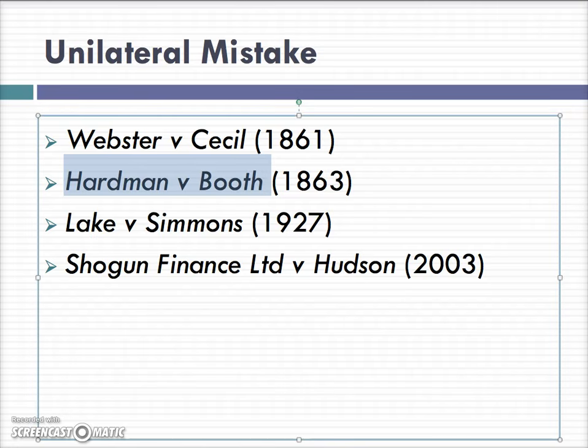Hardman and Booth: a son bought some goods on credit from a company, pretending to be a representative of his father's company. In fact, he had no authority to act on behalf of his father's company. The question arose whether there was a contract between his father's company and the company that had delivered the goods.